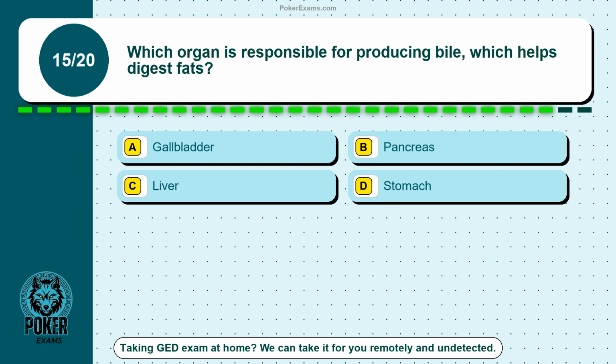Question 15. Which organ is responsible for producing bile, which helps digest fats? Option A. Gallbladder. Option B. Pancreas. Option C. Liver. Option D. Stomach.